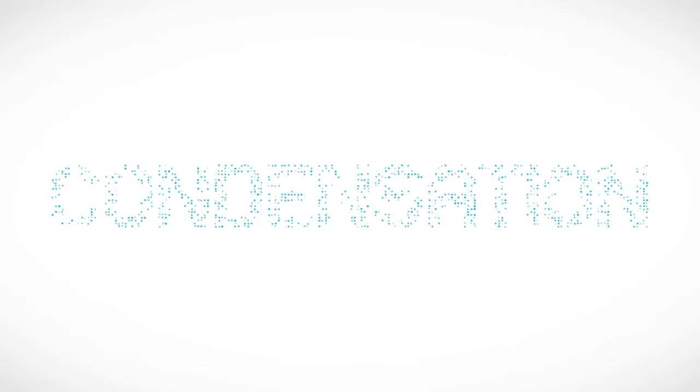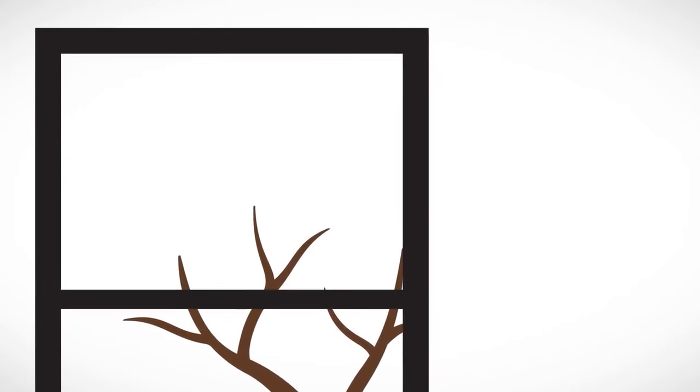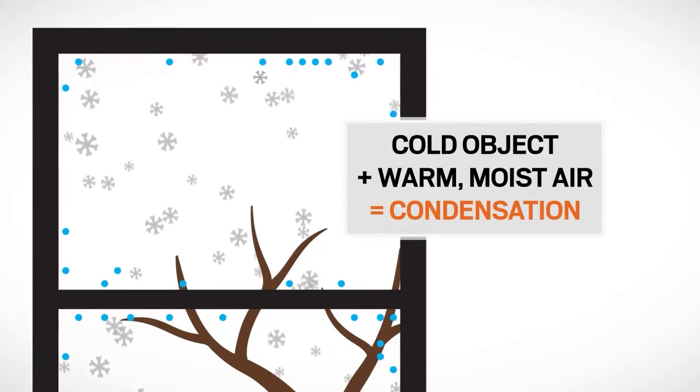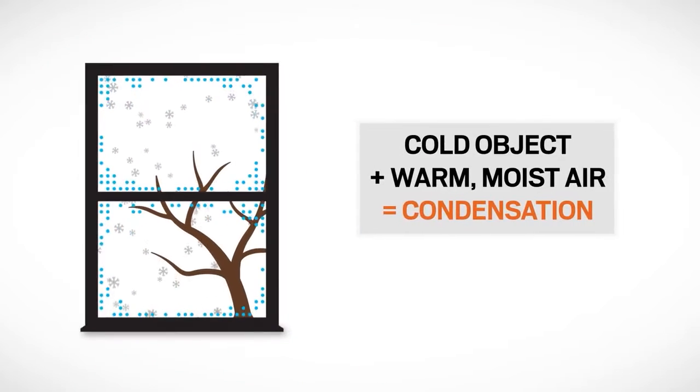In this video, we'll explain what condensation is, what causes it, and ways to help minimize it in your home. Condensation appears when warm, moist air comes into contact with cooler surfaces, like your window glass on a cold winter day. That's true with even the best performing windows.